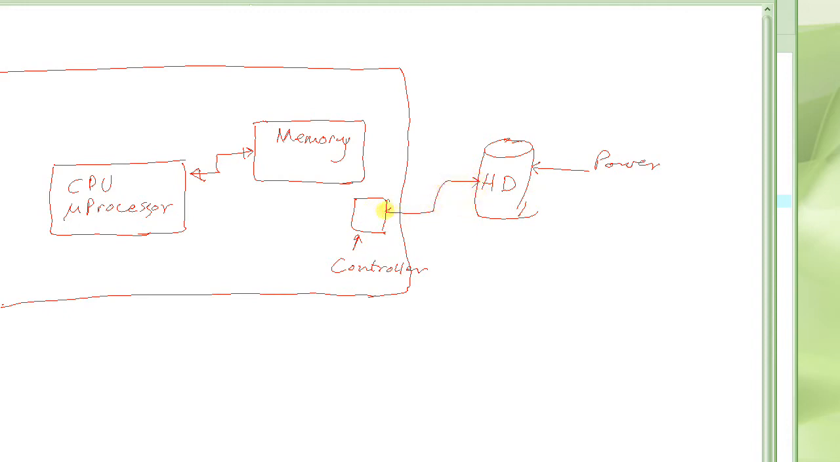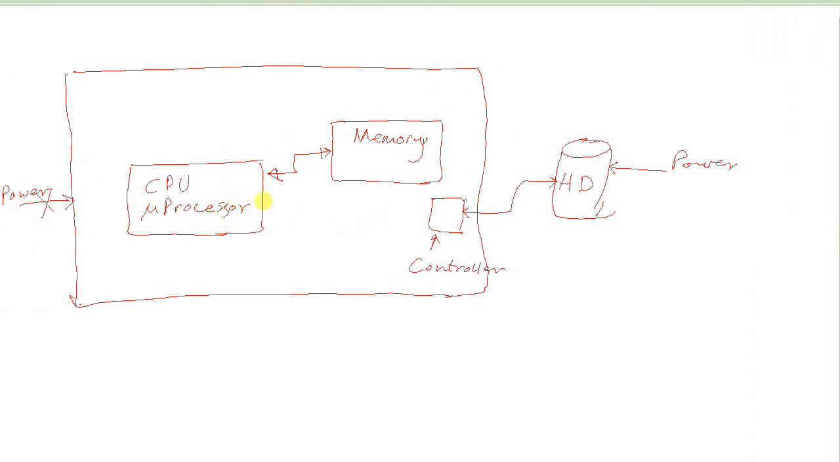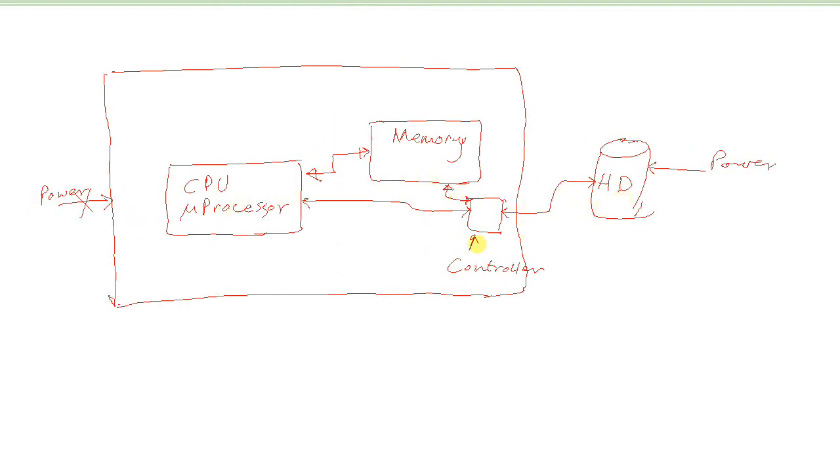And there is a cable going between this controller and this hard drive that connects the hard drive to the motherboard, and then the CPU is connected to this controller. And this controller is also almost always connected to the main memory. This controller helps transfer data back and forth between the CPU, memory, and hard drive.